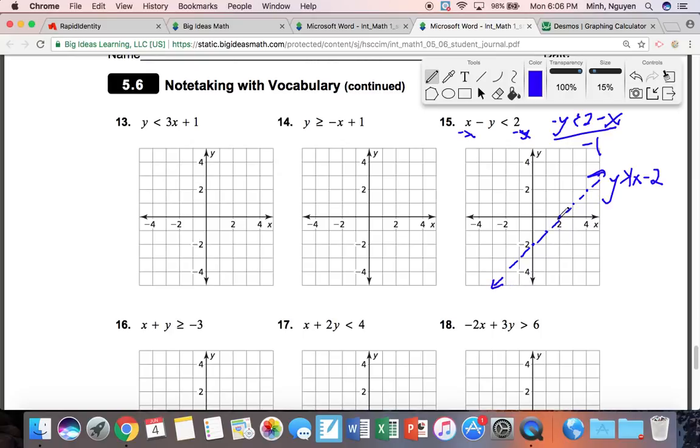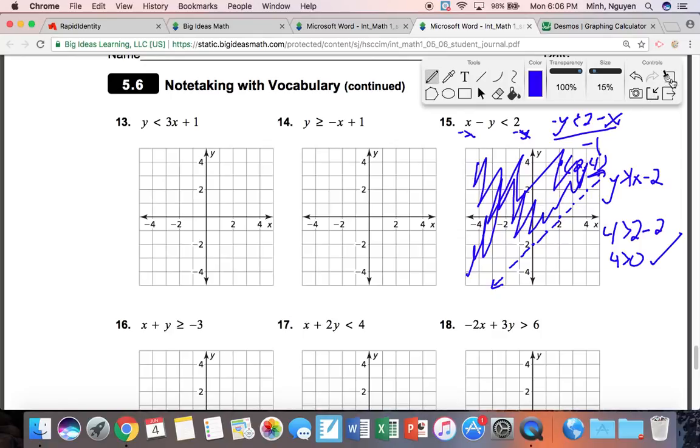So our point to test will be 2, 4. If it's a solution, you shade that way. If it's not a solution, don't shade that way. So 4 is greater than 2 minus 2. 4 greater than 0. That's true. This is part of the solution.